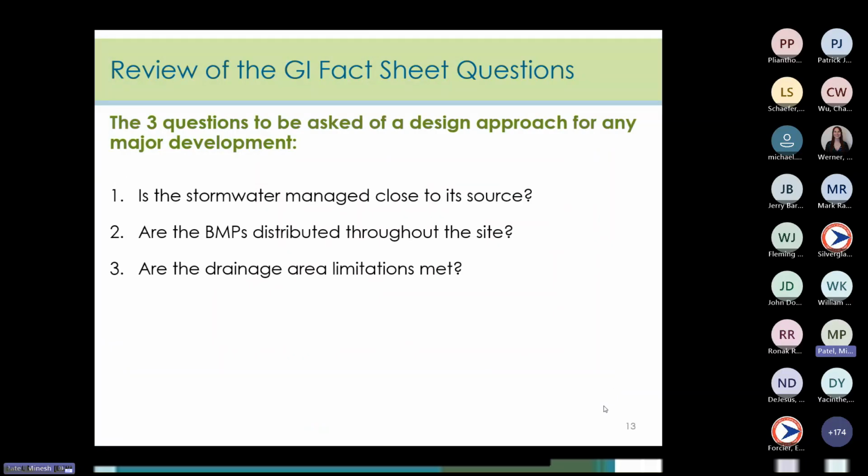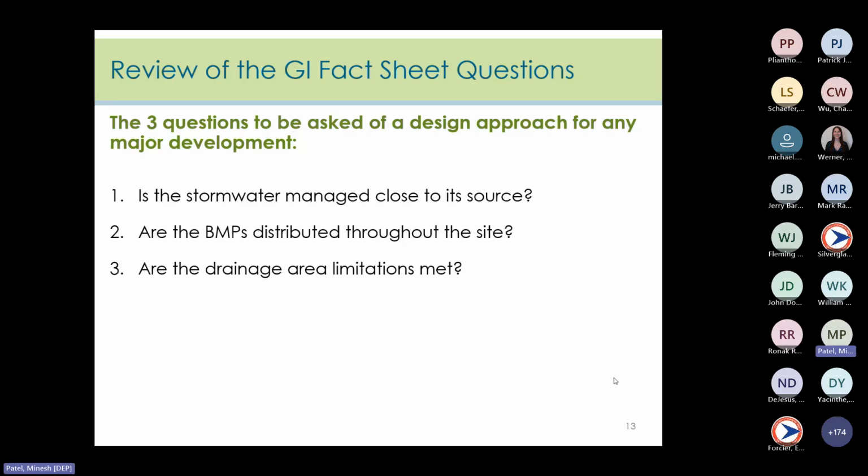So let's conclude the review of this example by answering the 3 green infrastructure questions for the proposed design, even though only one small-scale infiltration basin was actually proposed. So they must all be answered with a yes for the project to meet the green infrastructure rule requirements. So question 1, is the stormwater managed close to its source? And the answer here is no.